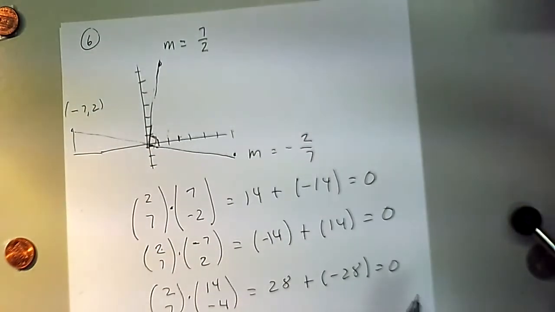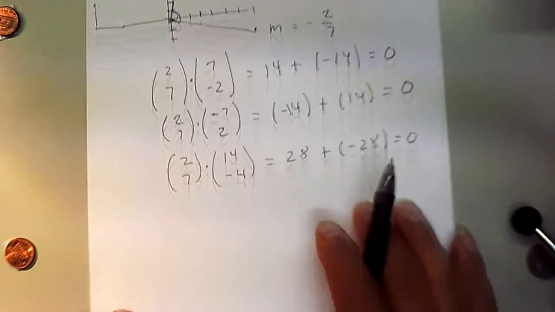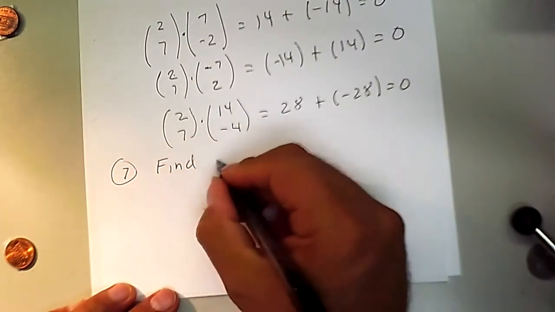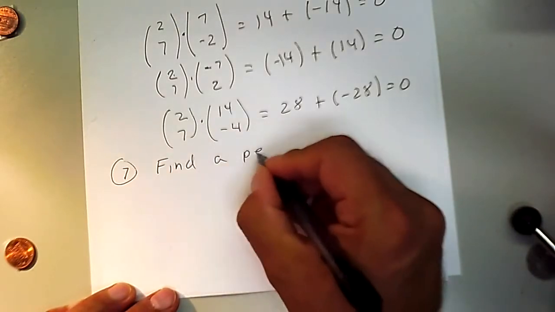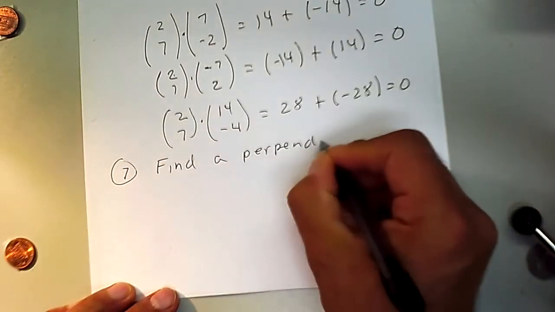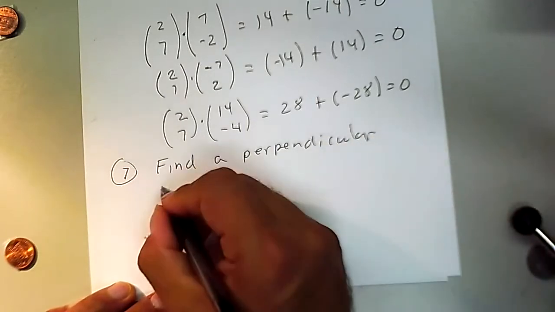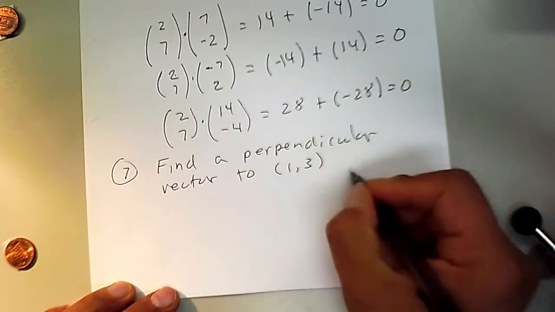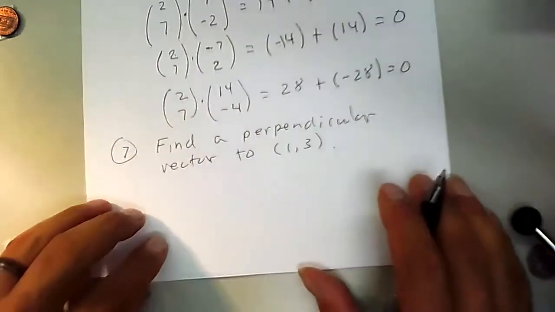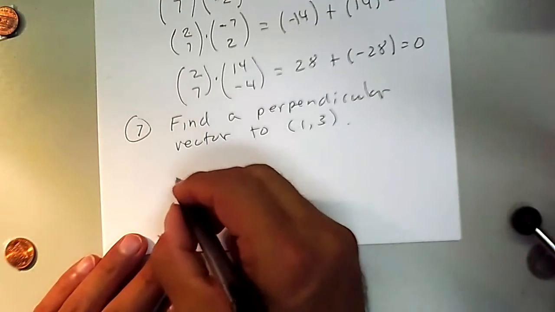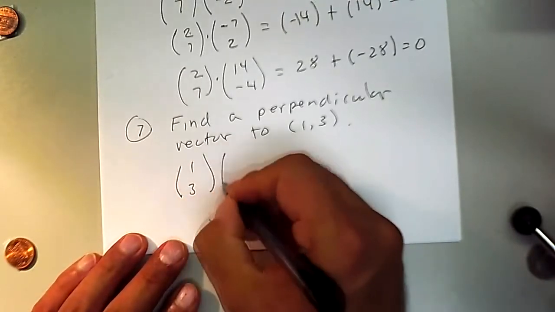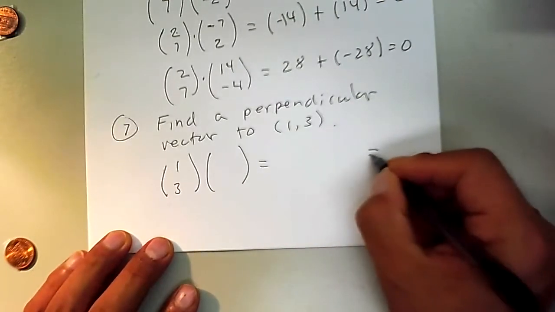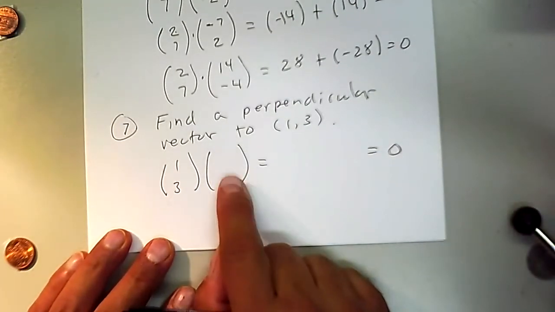So a question we can ask ourselves is, find a perpendicular vector to 1, 3. Okay, that is actually pretty easy. We want another vector so the dot product is equal to 0. And that second vector will be the answer.